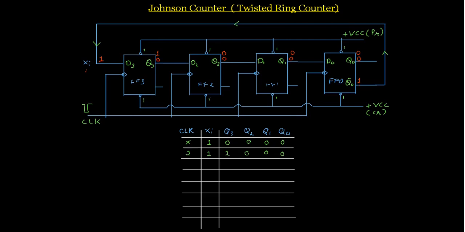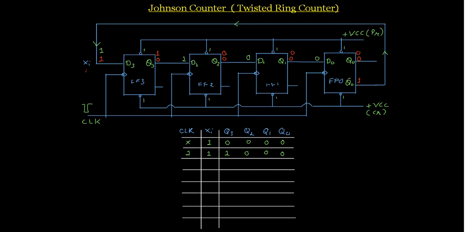Now try to understand that this one is present at the final flip-flop and it is going to appear here. So here the input of flip-flop number 3 is 1. Now the input to flip-flop number 2 is 1. The input at flip-flop number 1 is 0 and the input to flip-flop number 0 is 0. Correct?